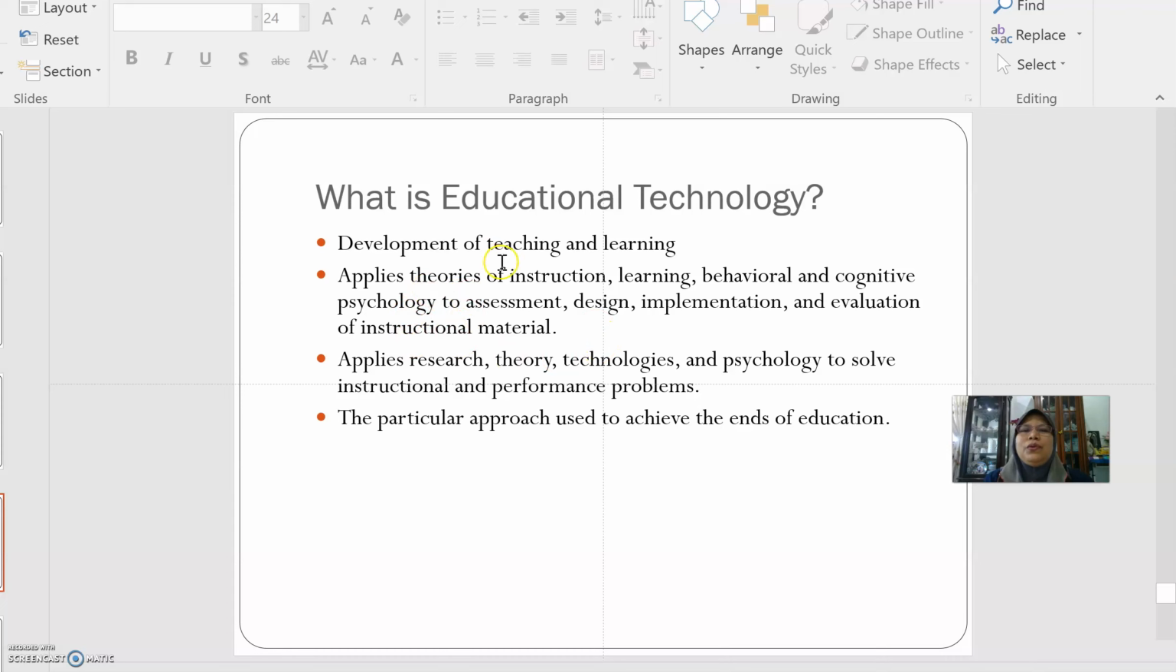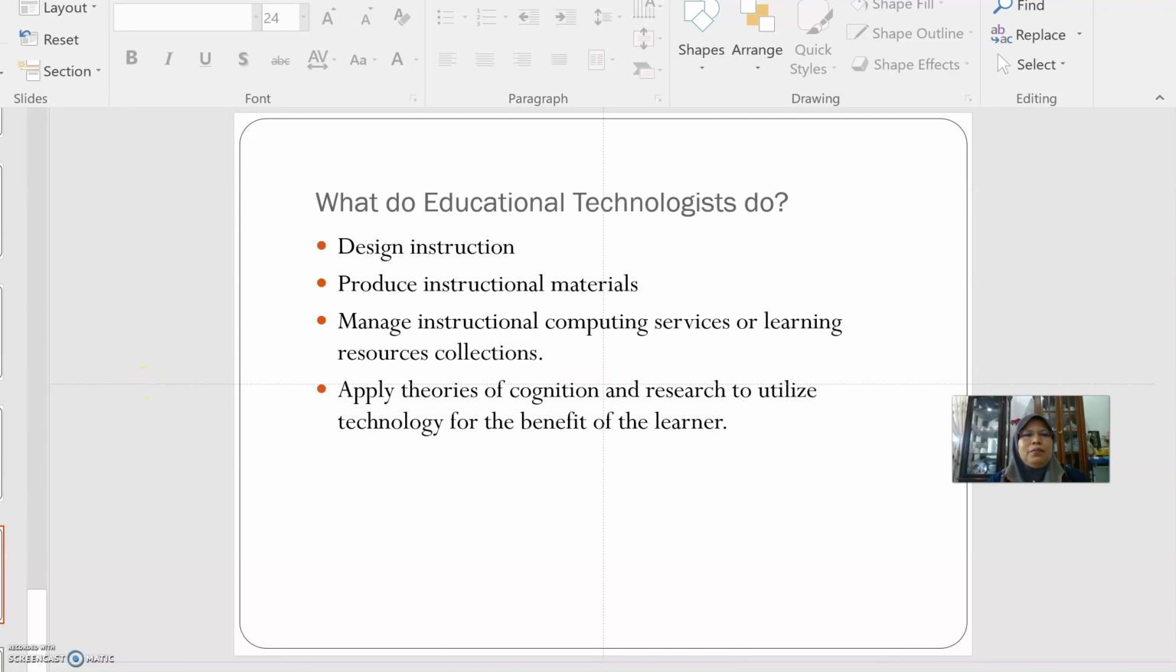What I want you to do is to apply the theory of instruction. What is the learning theory? What is behaviorism? What is meant by cognitive? In order to understand the assessment, design, chunking of the content, and how we implement the platform, all of this is needed. I want you to understand this: what are the technologies, and what is the psychology involved in any designing process?